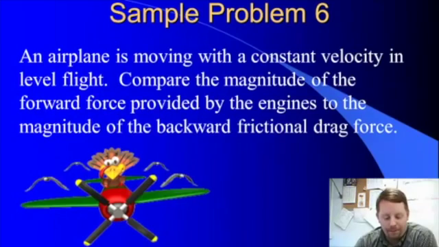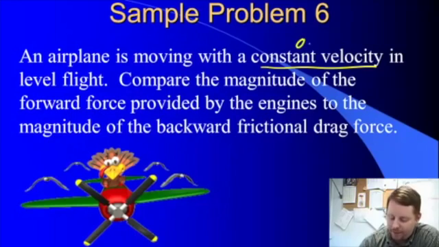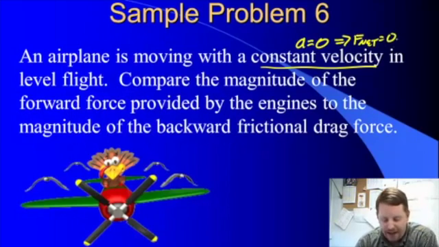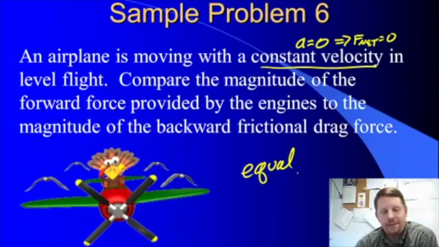One last problem. An airplane moving with a constant velocity. Right away I'm thinking constant velocity means acceleration is 0. Therefore, the net force must be 0. In level flight, compare the magnitude of the forward force provided by the engines to the magnitude of the backward frictional drag force. Well, once again, if there's no net force, all the forces must be balanced. We have a forward force provided by the engines, a backward force provided by the frictional drag. If there's no acceleration, they must be equal or the same.